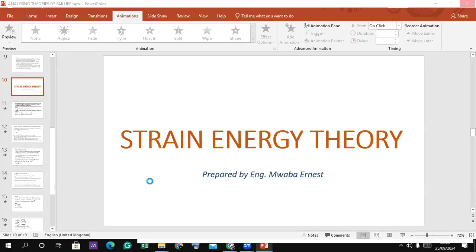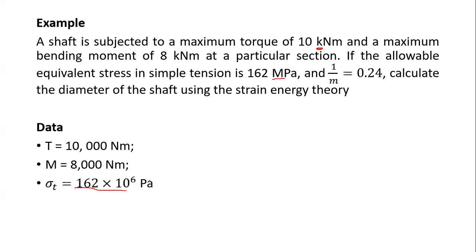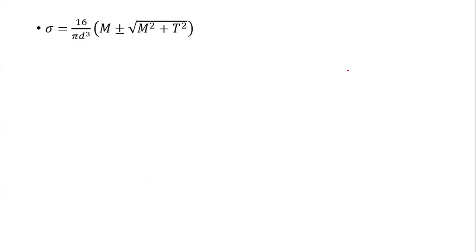Of course, we also have our 1 over m, which is 0.24. So let me just take it back. Okay, so this is the information we're given. Then we will not forget we also have 1 over m, which is 0.24. Now, here we need to proceed with the working.